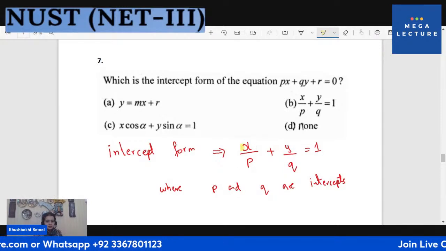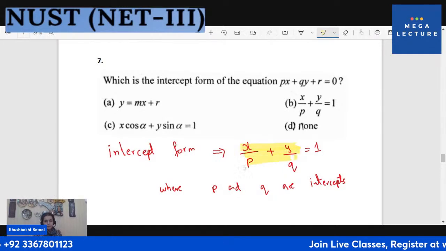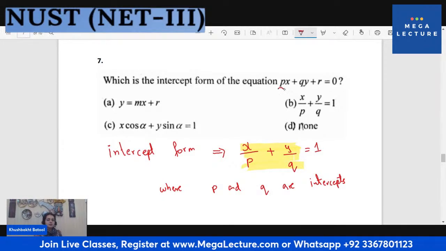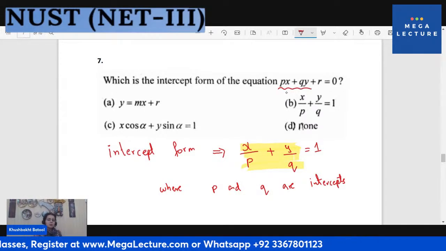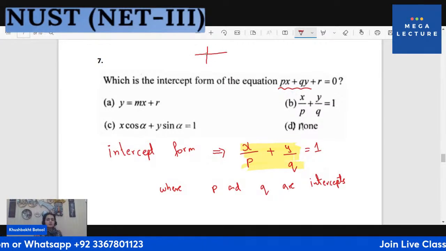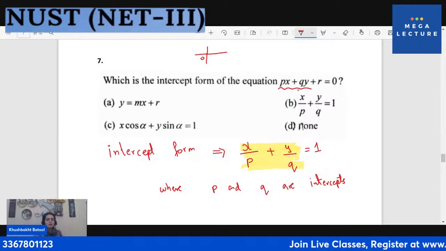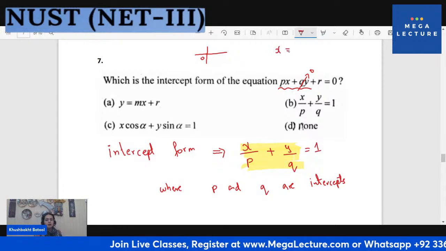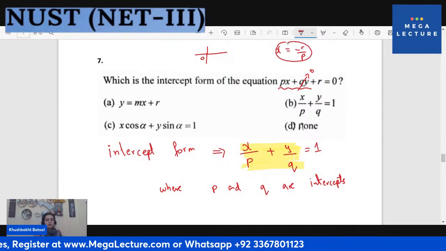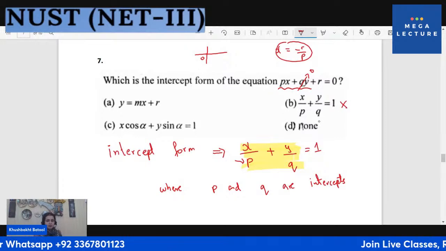This is certainly used, but for the cases when p and q are the intercepts. This is your equation. What would be the x-intercept? For x-intercept, y is going to be 0. So I will equate this to 0 and it would give me x equals minus r by p. My x coordinate is minus r by p. So this won't work. It means this is not going to be the correct answer.